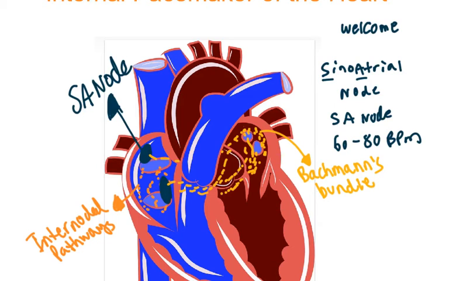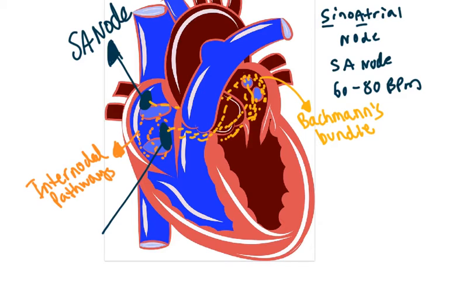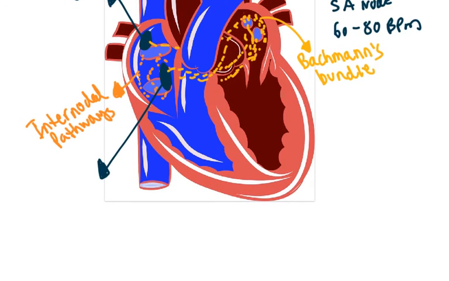The internodal pathways distribute the signals along the myocytes of the right atrium, and then all of these electrical signals come down and meet at the atrioventricular node. Let's write this down. This is called the atrioventricular node, another type of specialized nodal cells, with gap junctions and all that. These are our AV node, also called the atrioventricular node.